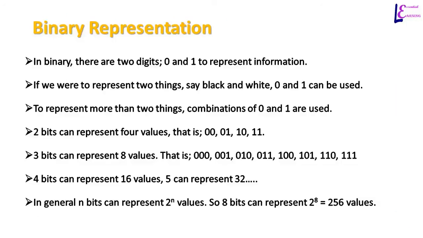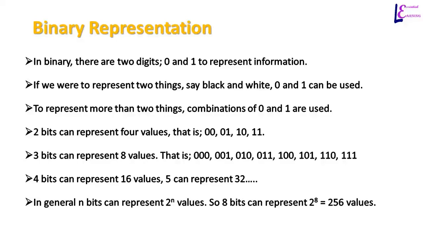In binary representation, there are only two digits 0 and 1 to represent information. If we were to represent two things, say black and white, 0 and 1 can be used. To represent more than two things, combinations of 0 and 1 can be used. Two bits can represent four values: 00, 01, 10, and 11. Three bits can represent eight values: 000, 001, 010, 011, 100, 101, 110, and 111.